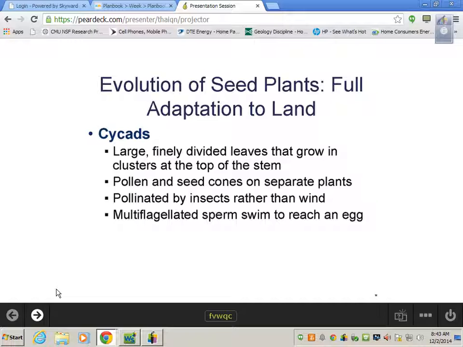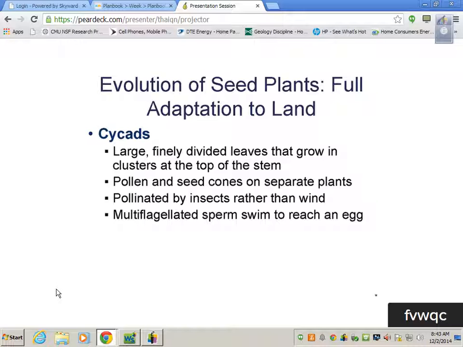So is cedar, yep. So looking at cycads, there are large, finely divided leaves that grow in clusters at the top of the stem. The pollen and seed cones are on separate plants, which is different than our conifers. They're pollinated by insects rather than by wind. And they have multi-flagellated sperm, which means they have more than one tail to swim to reach that egg.